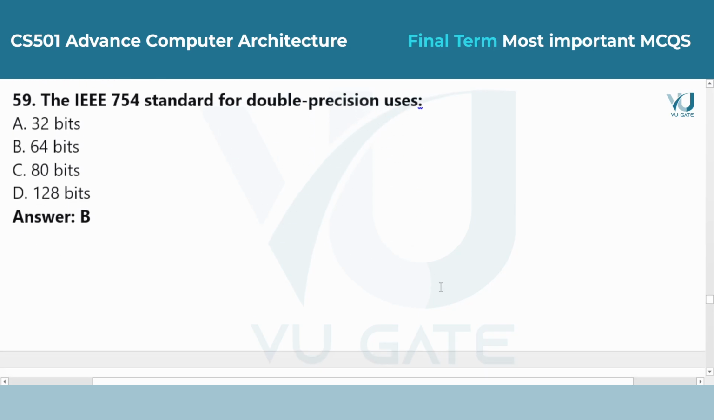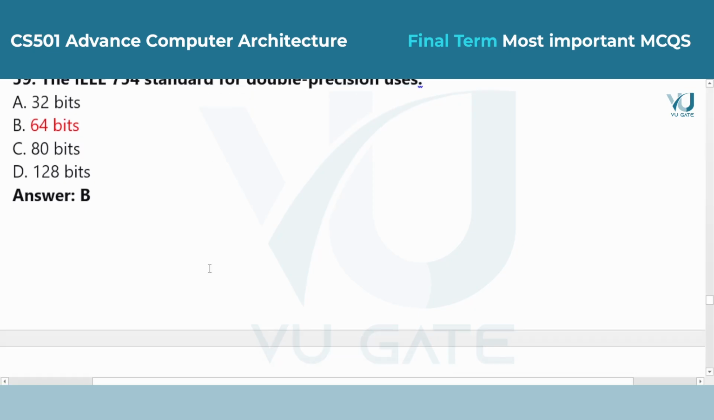59. Question: the IEEE 754 standard for double precision uses? Answer: B. 64 bits. Concept: double precision uses twice the bits of single precision for much higher accuracy.